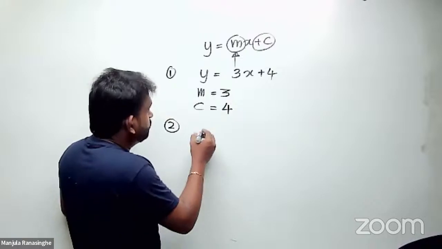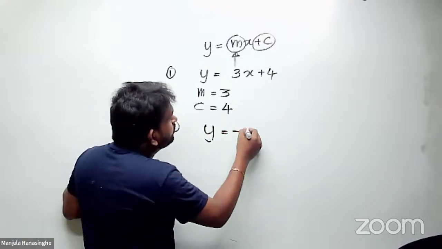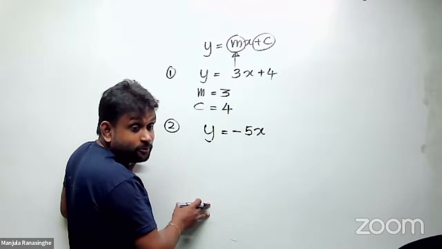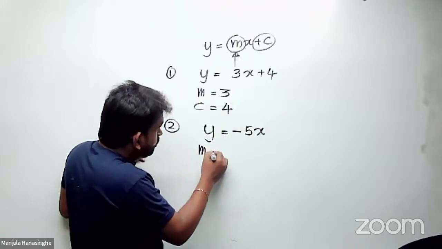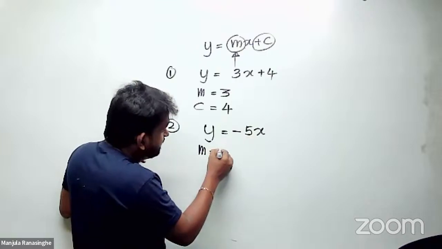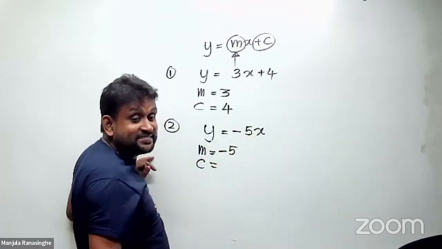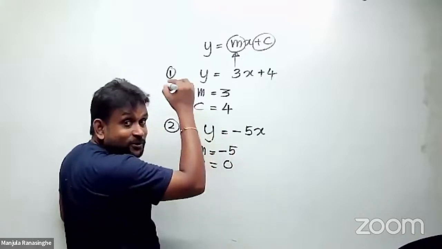Now, y equals negative 5x. So what is the gradient and intercept? Tell everyone. Gradient is the x coefficient. The x coefficient is negative 5. Whereas c? C is missing. C is 0.